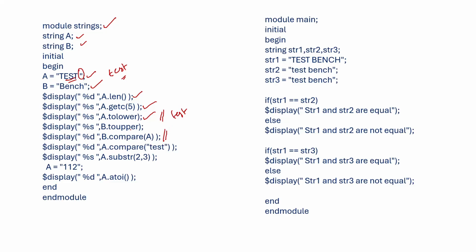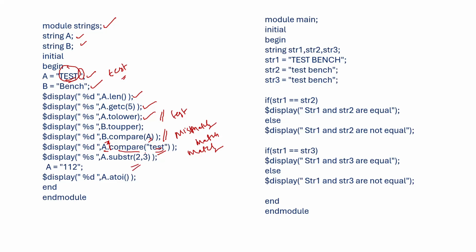And compare. So I'm comparing B with A. Okay, so A and B are comparing. If it is not matching, so mismatch output will be getting. Okay, if it is matching, okay, match output will be getting. And then comparing the test. Okay, so A.compare test. So here test is capital TEST, and then here test is small test. I'm comparing that, normal comparison. If the normal comparison, both texts will be same. If you are using icompare, then match will be getting here. If you are using normal compare, then no match will be getting here.